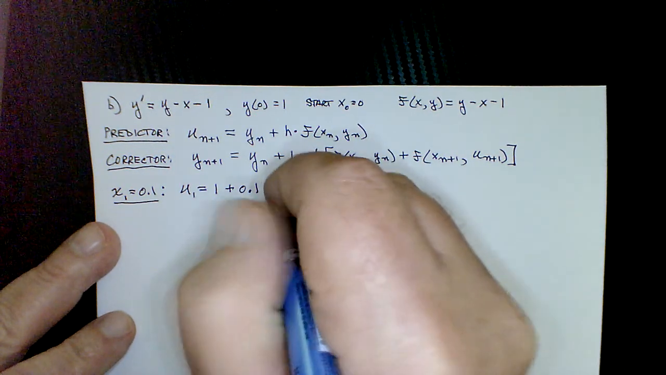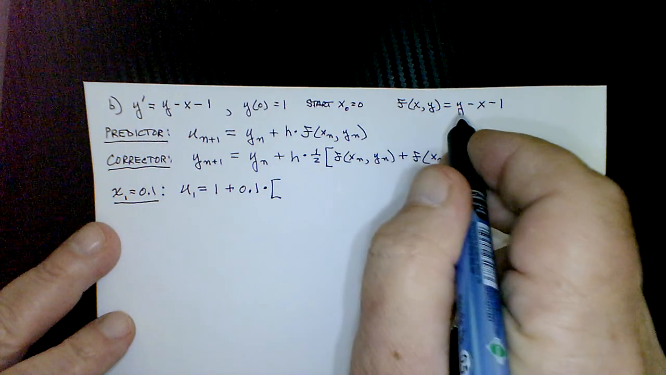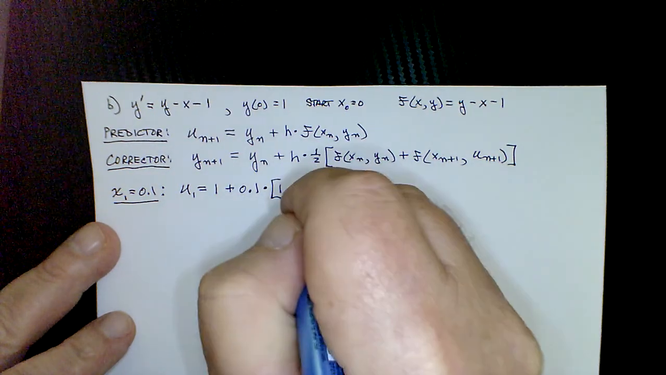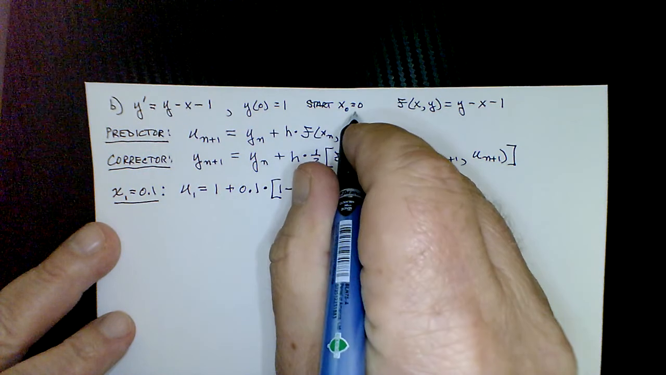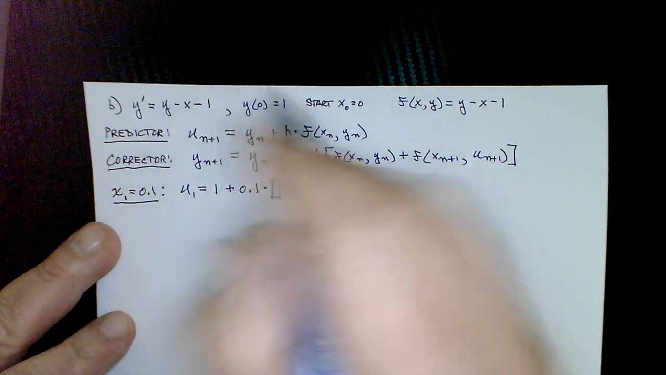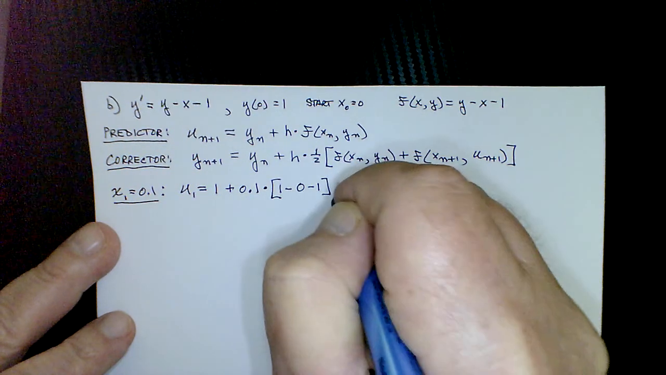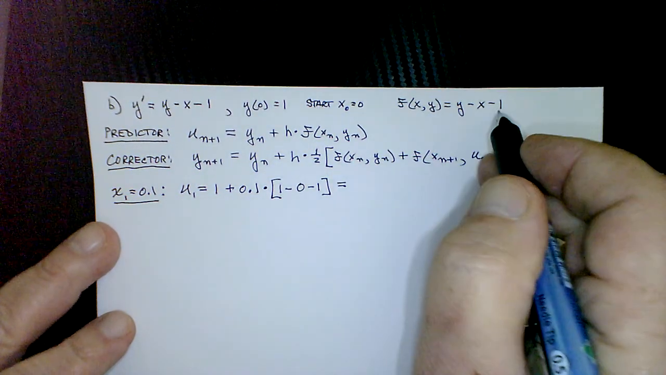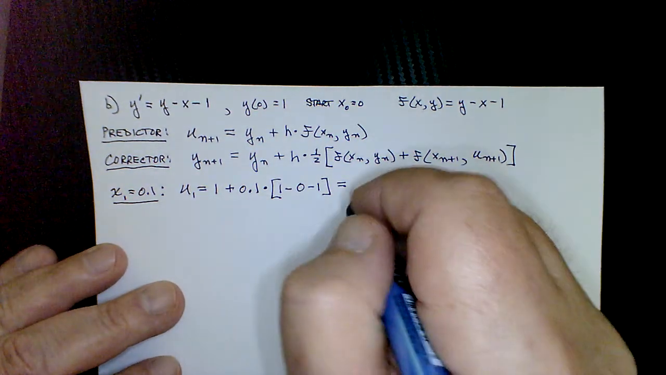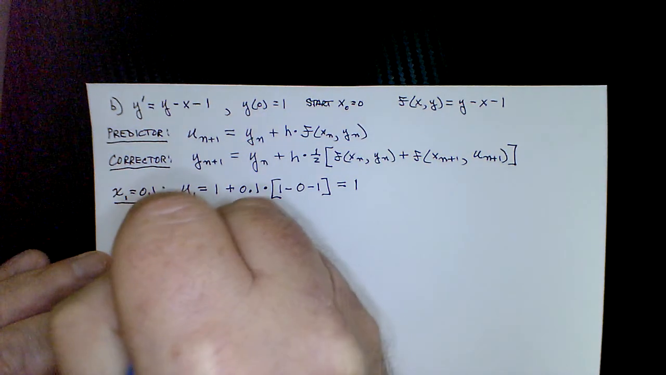No matter what, I always like to put the function in brackets. And we have our y, which is our initial y value of 1, minus our x, which is the initial x value of 0, and then minus this 1 that's part of the formula for y prime, or f of x, y. So this extra term actually goes to 0, and u1 is just 1. So then the corrector, y sub 1.